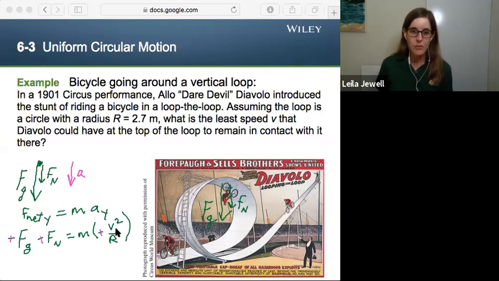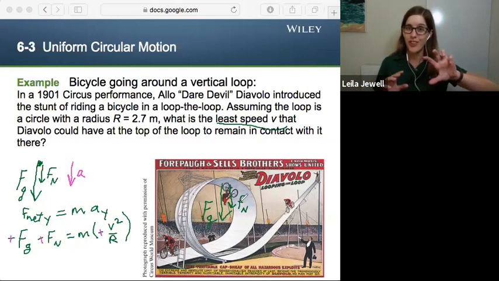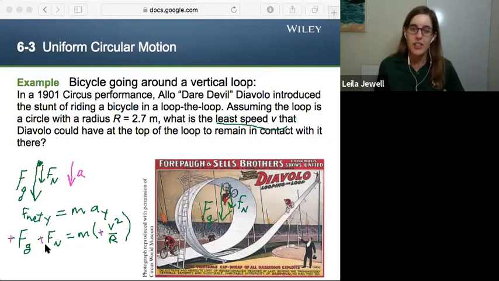Now, we're solving for v. We know the radius, we don't know the mass, we don't know the normal force. But we do have one other clue, and this is where this problem gets a little bit trickier, hand-wavy. And that's noting that it asks for the least speed v. If it's the very least speed, this is going to be the limit where the bicycle is barely in touch with the ramp, where Diavolo is just starting to fall. If he's going any slower, he would no longer be in contact with the ramp. So at this least speed, the normal force is going to be 0.